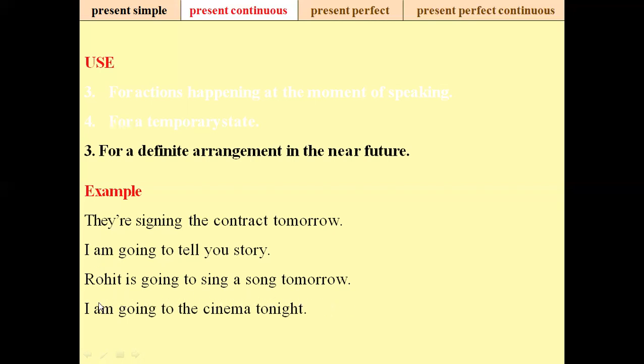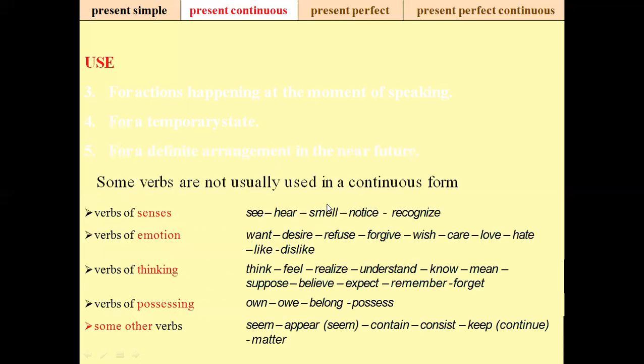We have seen that sentence already. I am going to the cinema tonight. So it is definite and it is in the near future. These two conditions are important while you are using the present continuous tense as a future tense: it should be a definite arrangement and it is in the near future, not after one year. So this is your third use of the present continuous tense.